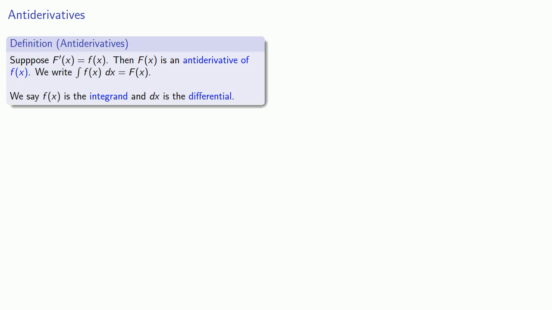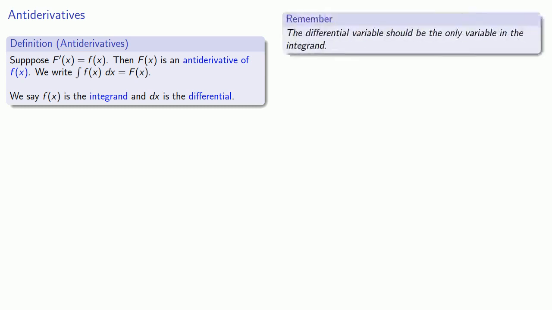And we use the notation ∫ f(x) dx = F(x), where the squiggle is our symbol for antiderivative. We say that f(x) is the integrand and dx is the differential. And here's a very important idea to keep in mind. The differential variable should be the only variable in the integrand. If there are other variables in the integrand, we can't proceed, at least not until we take calculus 3.